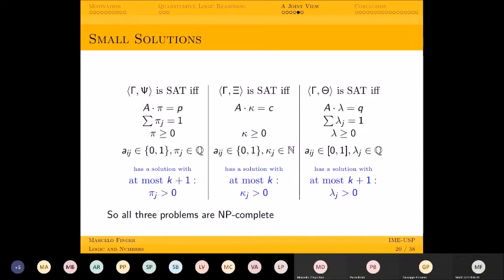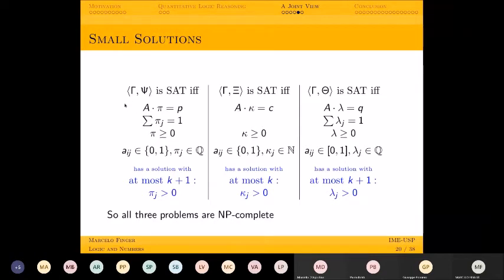And this is the kind of reasoning we do to prove that. And the small solution arises from a linear algebraic property known as the Carathéodory lemma. Carathéodory shows exactly that.